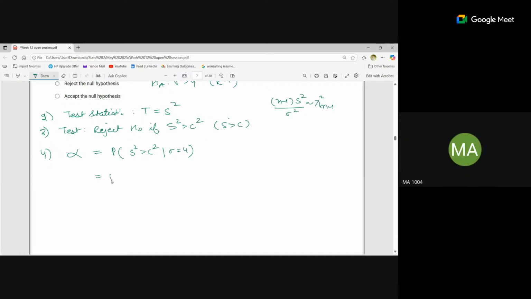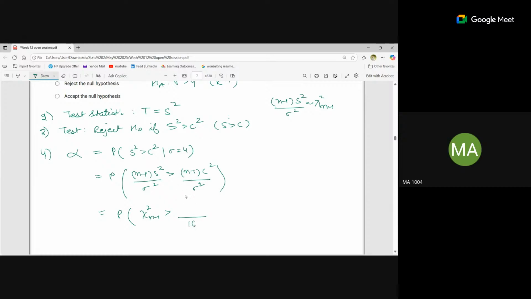Okay. So what would I be doing? I would be multiplying and dividing by n minus 1 and sigma square. So this will be n minus 1 S square divided by sigma square greater than n minus 1 C square divided by sigma square. Now, in place of sigma square, what would I be writing? 4 square, right? So this will be 16.